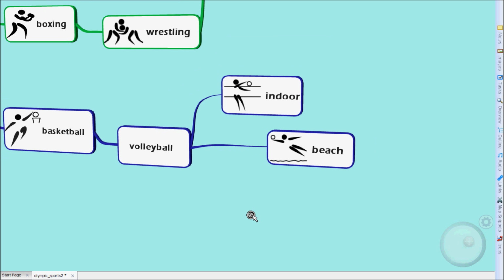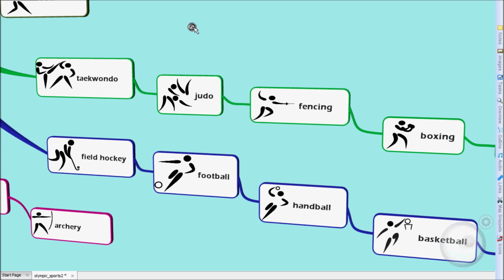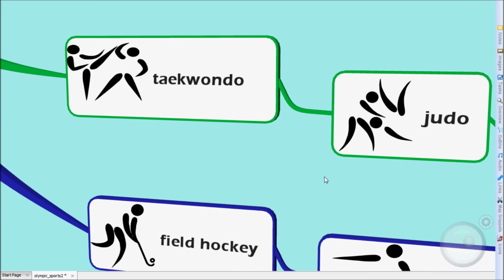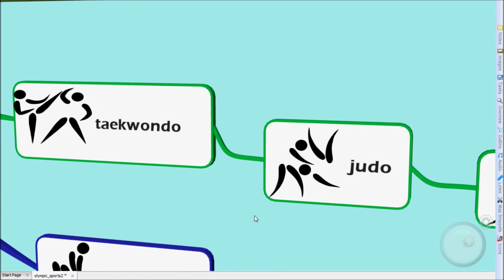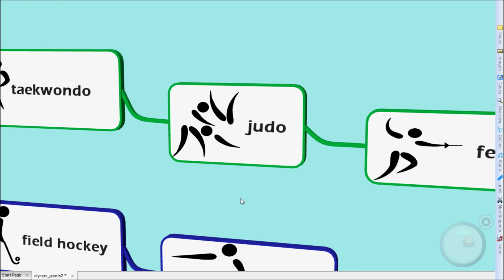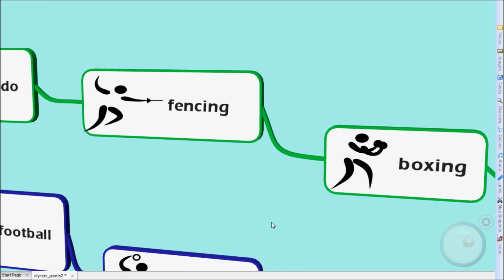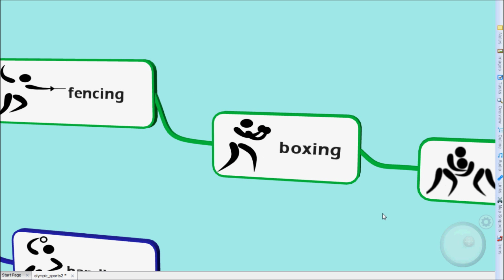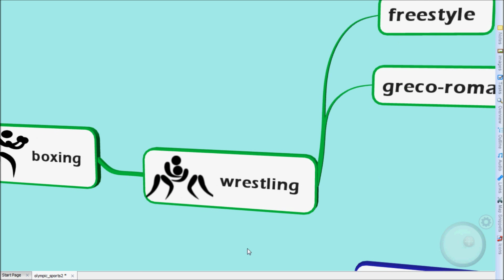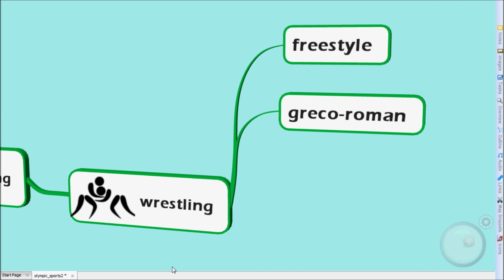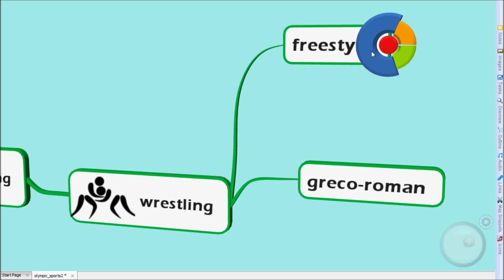Yeah, we're going to have a look at some of the combat sports then, starting with some martial arts. The first one is Taekwondo, and then there's judo, fencing, boxing, and wrestling. And there are two types of wrestling. One is freestyle, and the other one is Greco-Roman. Don't ask me the difference, I've got no idea.